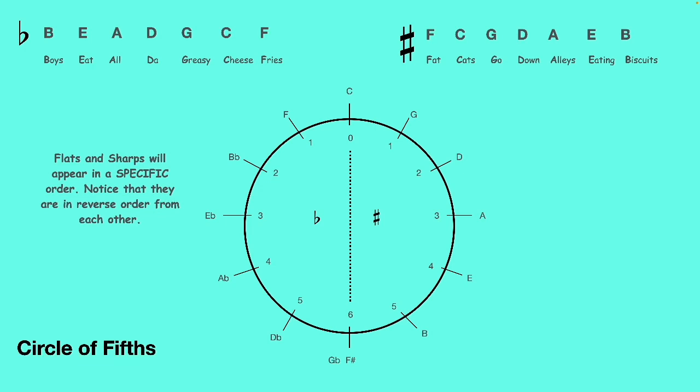Now you can remember the order of flats, B, E, A, D, G, C, F, as boys eat all the greasy cheese fries. And if you notice, the order of sharps is the same as the order of flats, but reversed. Instead of B, E, A, D, G, C, F, we have F, C, G, D, A, E, B. And if you can remember that fat cats go down alleys eating biscuits, you're good to go. So these are the orders that sharps show up and the orders that flats show up, which will lead us to our next slide.